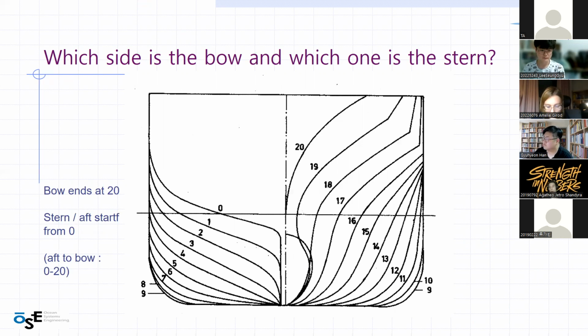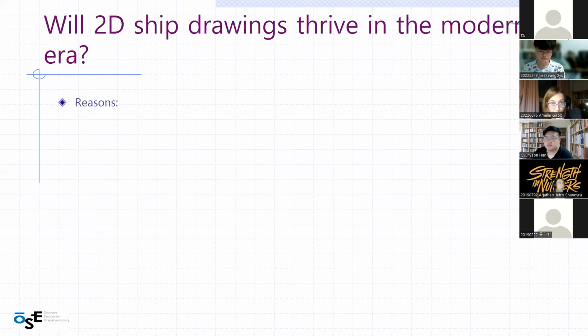And lastly, a quick question: in this modern era, will 2D ship drawings thrive? Because now we have computers to calculate and to draw. Will 2-dimensional ship drawings, such as the body plan, the half breadth plan, and the sheer plan, still thrive, or will they soon be gone?